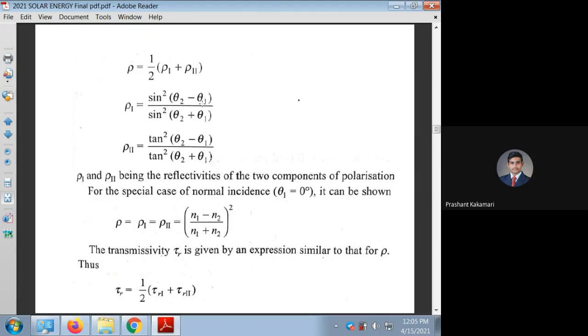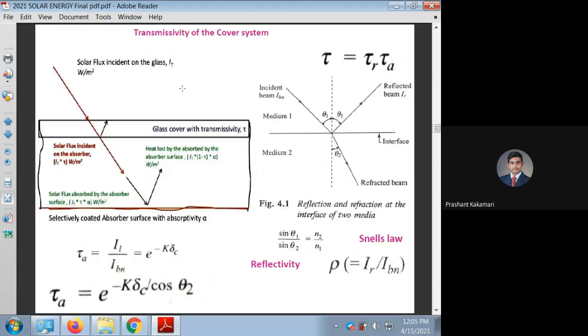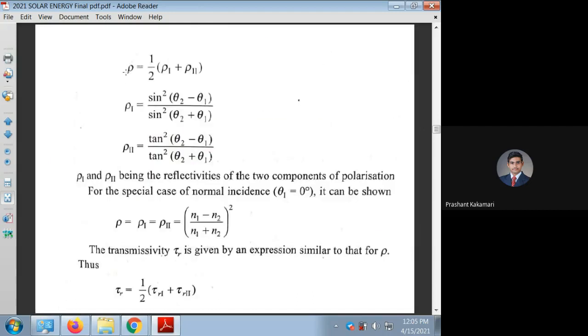Using these two values, one can find the effective reflectivity, rho, for a given number of mediums. If the mediums are only 2, I can write it as the average of the sum of rho 1 and rho 2. If I take that average, one can understand the average or effective value of the reflectivity.